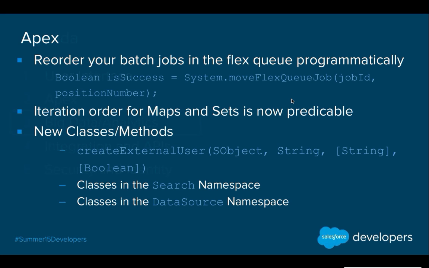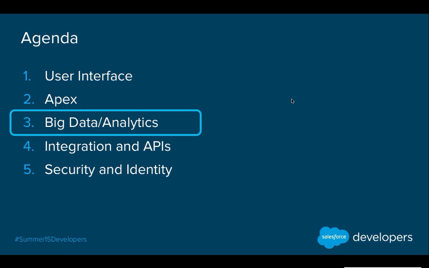Then we also have the data source namespace, and this has been added for the Apex connector framework. Peter's going to be going over this in a little bit, but the short preview is that these classes enable you to create custom adapters for Lightning Connect, so that they can access data that's stored outside of your Salesforce org. It's really cool stuff.